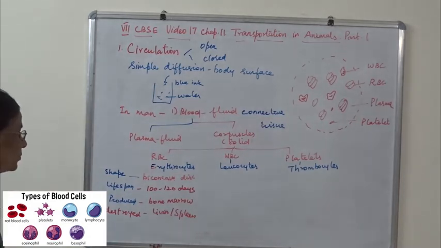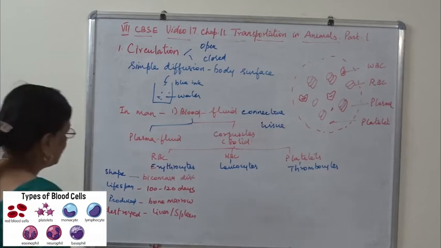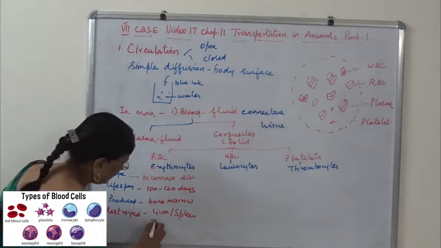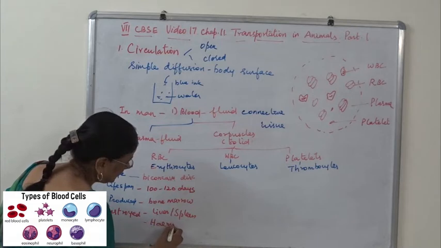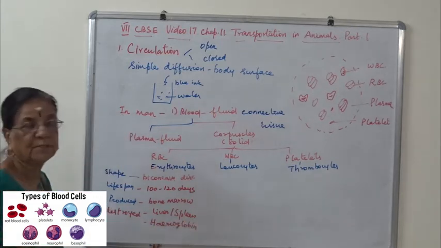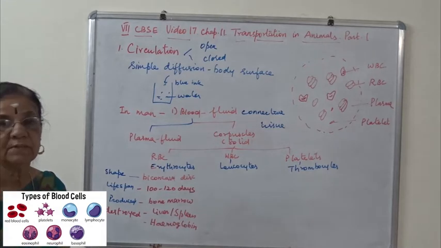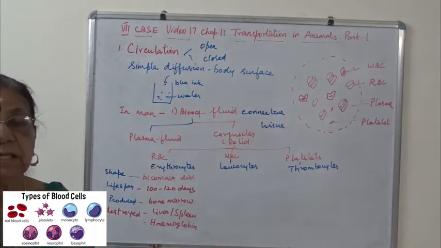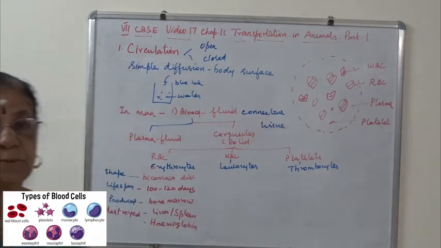The shape is biconcave, disc shape, circular in nature, and its lifespan is 100 to 120 days, produced by bone marrow and destroyed in liver and spleen. Right? And it is carrying the respiratory pigment hemoglobin, which combines with oxygen to form oxyhemoglobin.